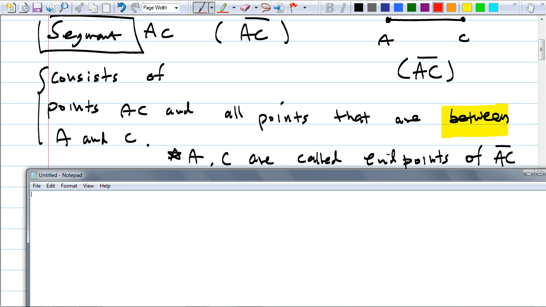I think a lot of you know already that A and C are called the endpoints of the segment AC. By the way, when you see this notation, AC with that little bar on top, we read it as segment AC. Right? Yes, sir? Is that a period after the A or before? Comma. Sorry, comma. I'll fix that.